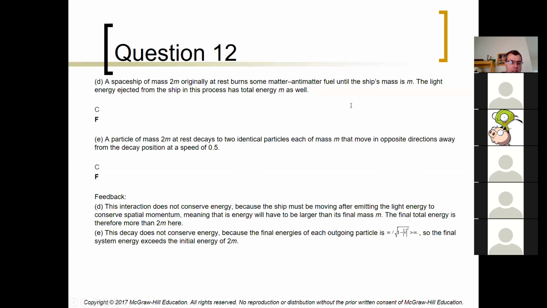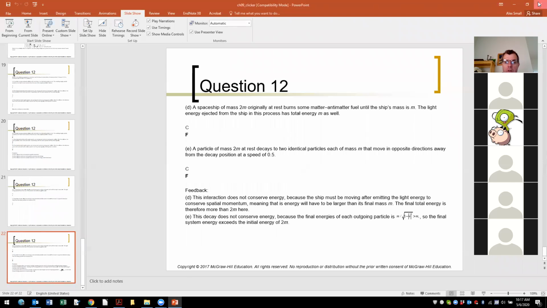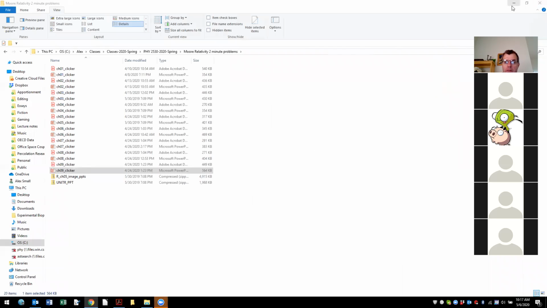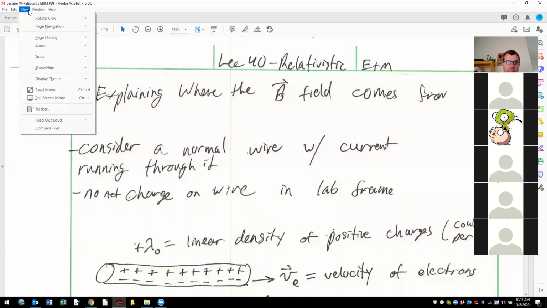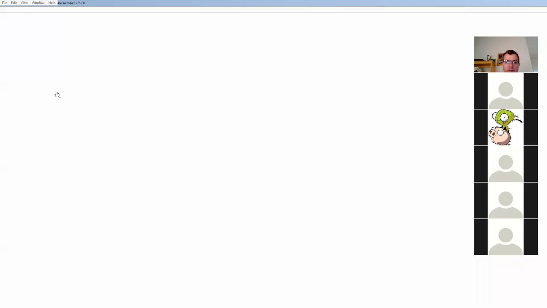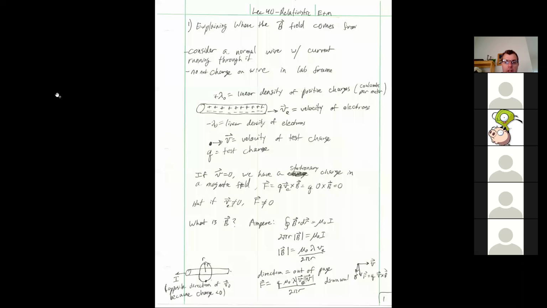Okay, then let's go to electromagnetism. All right, so we're going to answer the famous question posed by Insane Clown Posse: Bleeping magnets, how do they work?